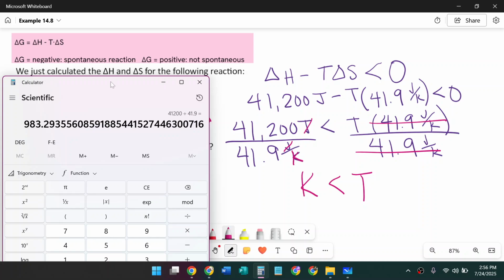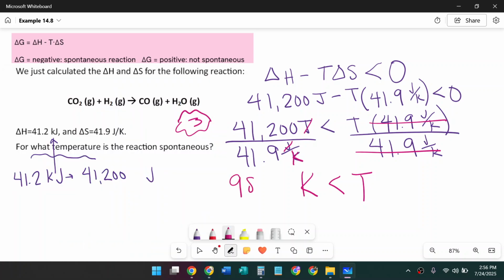41.9. And the answer we get is, now we get 3 significant digits, so 983 point, and then that 2 is under 5, so we're not going to round up. We're going to round down to just 983, and that's in Kelvin. If they had asked for it in Celsius, we would need to change it, but we don't need to.